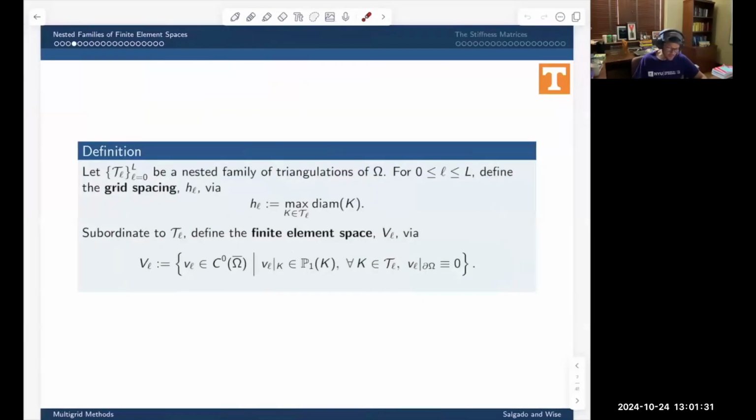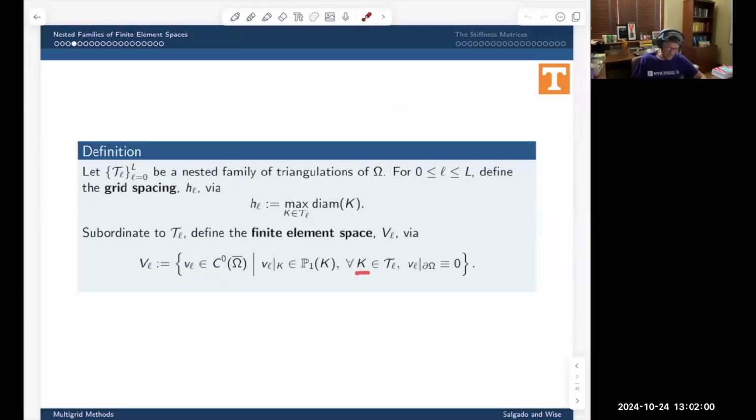We described the finite element spaces defined subordinate to these triangulations, and those were called V sub L. And the finite element spaces that we're going to use are quite simple. They're globally continuous functions that are polynomials of degree 1, so linear polynomials on each triangle. So that's our standard definition or the standard notation.